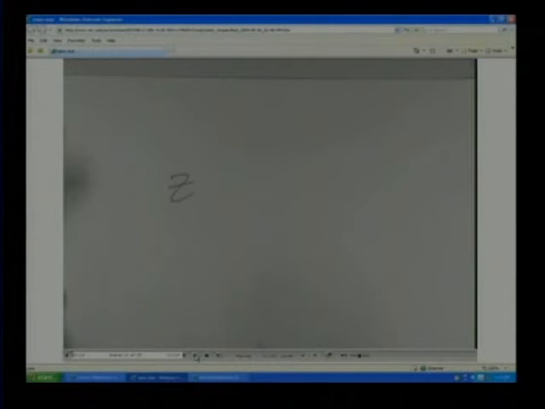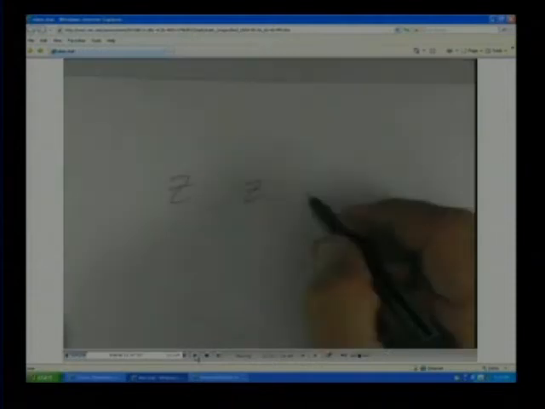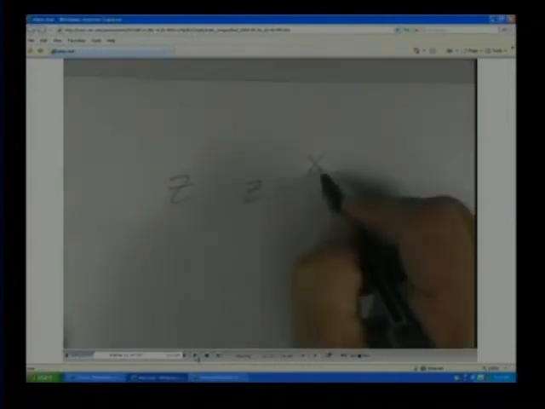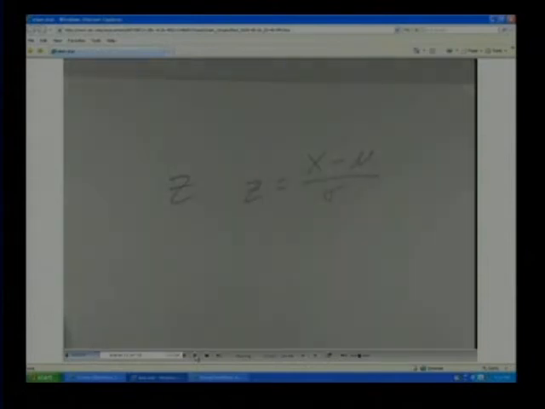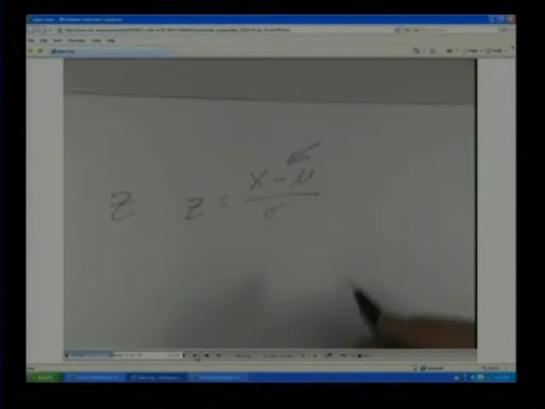Let's go back and pick up with the video where we left off. Let me emphasize that this is important. As we work with z-scores, we found that the z value is equal to some value x, minus the mean, over the standard deviation. So what are we doing here? We are normalizing by subtracting off the mean.